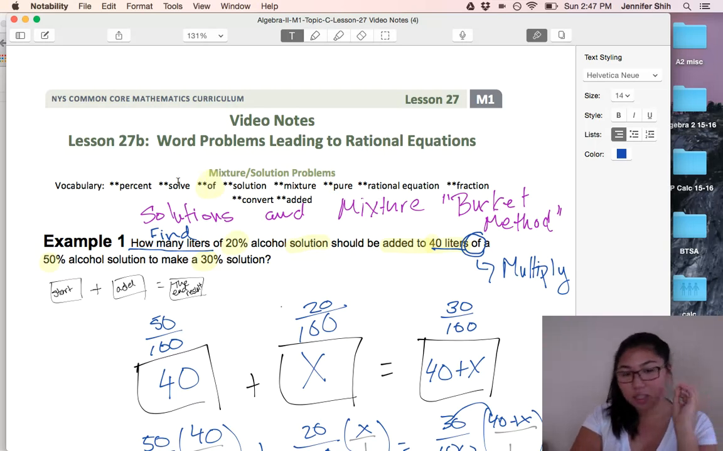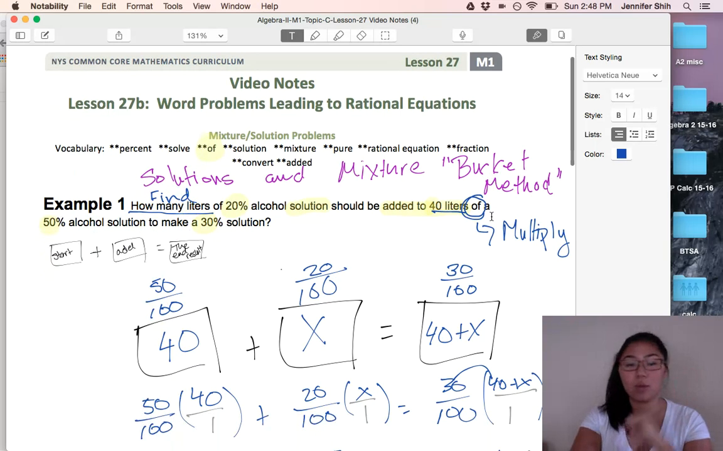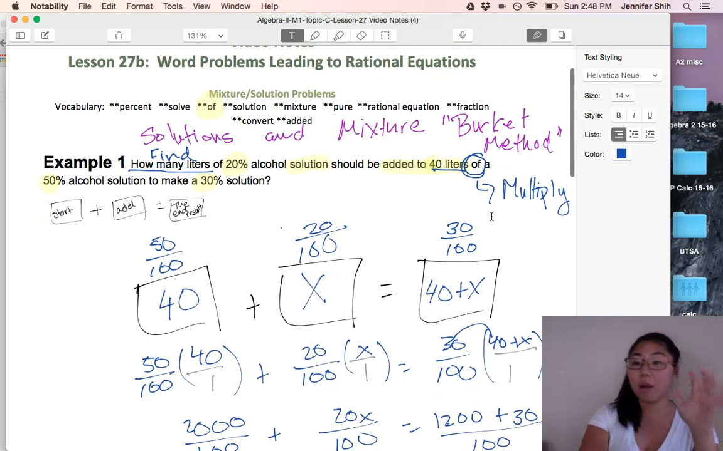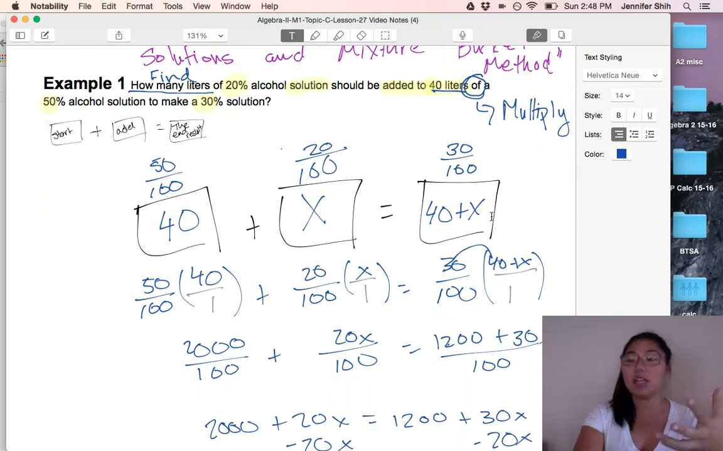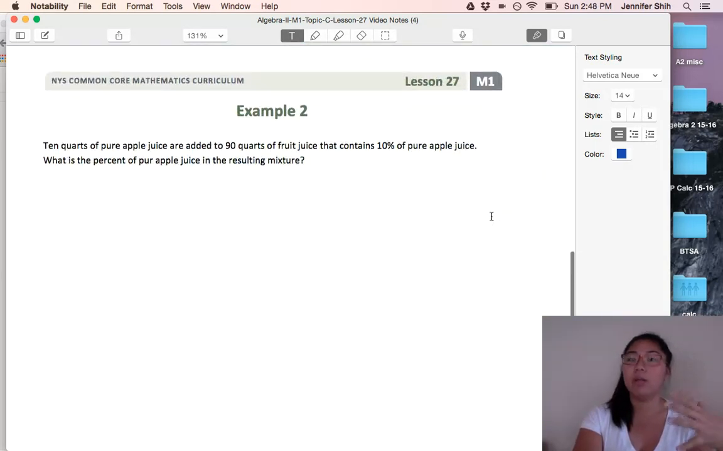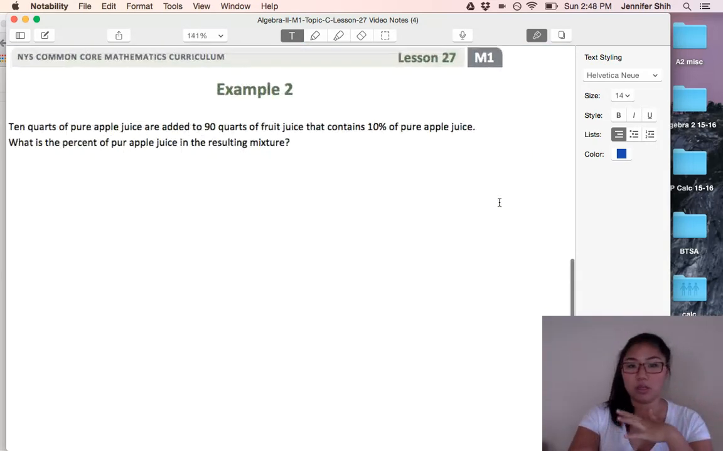And again, this is the solutions or mixture problems, and this is called the bucket method that we're going to use. Let's take a look, annotate example 2, and then what we're going to do from there is set up the problem, and I'm going to give you a chance to pause the video to try the problem out yourself. So let's read this example.